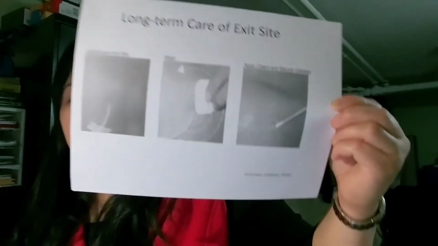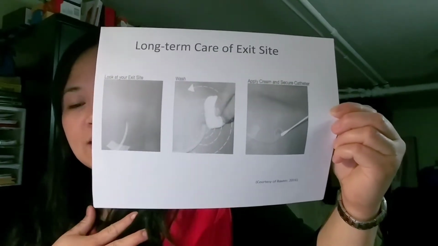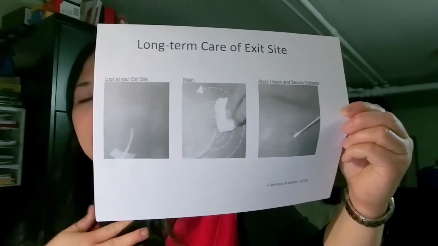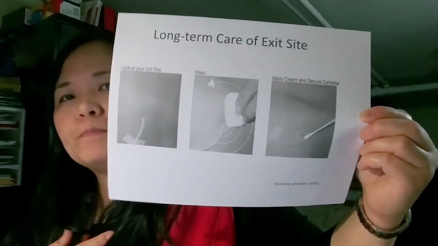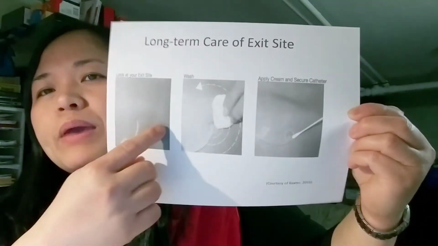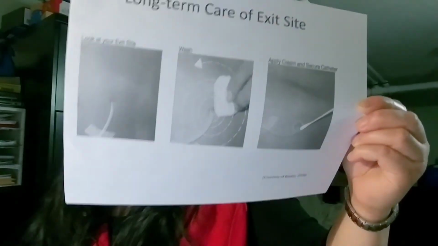Patients are discouraged from immersing the exit site in water without the waterproof dressing. Hot tubs or activities such as diving should be avoided, as they can cause tension on the catheter. The nurse also needs to assess, look at, and palpate the site to check for signs and symptoms of infection.